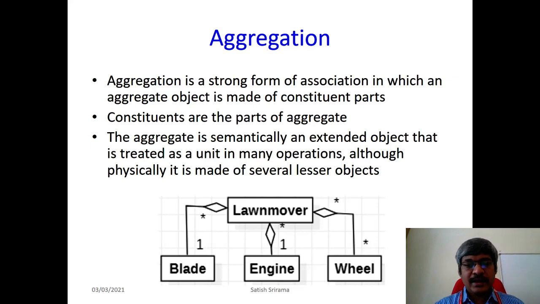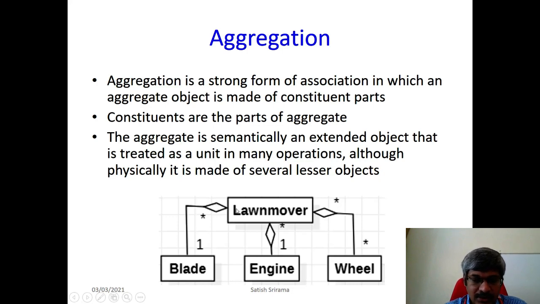So, an aggregation is a strong form of association in which an aggregated object is made of constituent parts. Basically, the constituents are the parts of the aggregate. In this example, there can be a lawnmower, which can be an aggregate, and there are several parts in it. For example, there is a blade, and then there can be an engine, and a wheel, can be several wheels, based on the design. So the constituents are the parts of this aggregate.